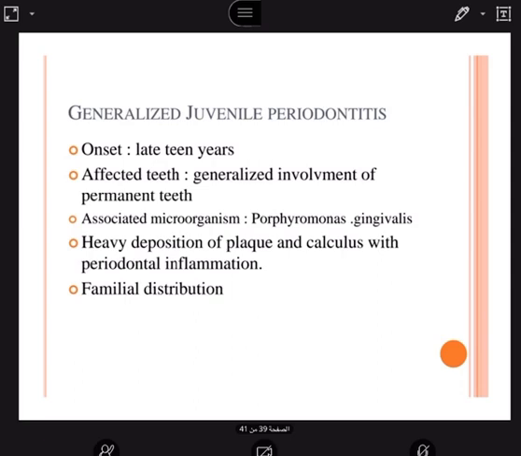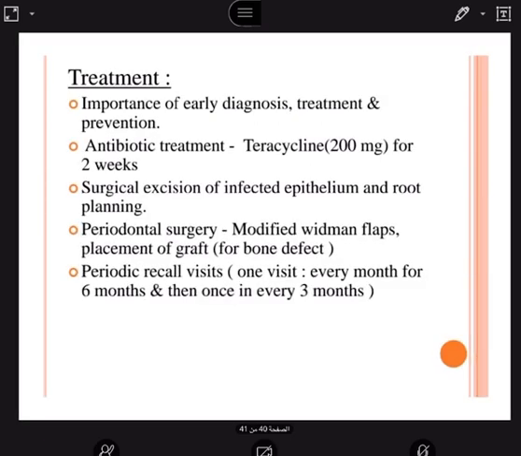Heavy deposition of plaque and calculus with periodontal inflammation is usually seen. So here there is a correlation between the irritant as well as the periodontal destruction. Again, it can be due to a familial distribution, just like your localized juvenile periodontitis. As for treatment, it is always better to diagnose early, treat, and prevent if possible.